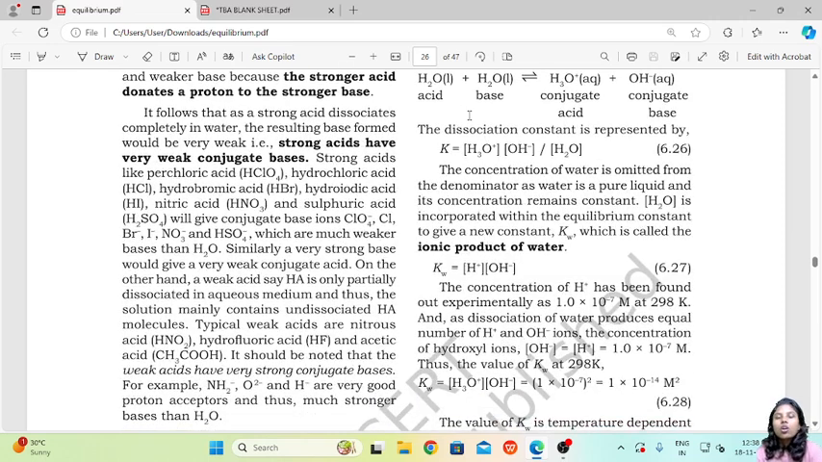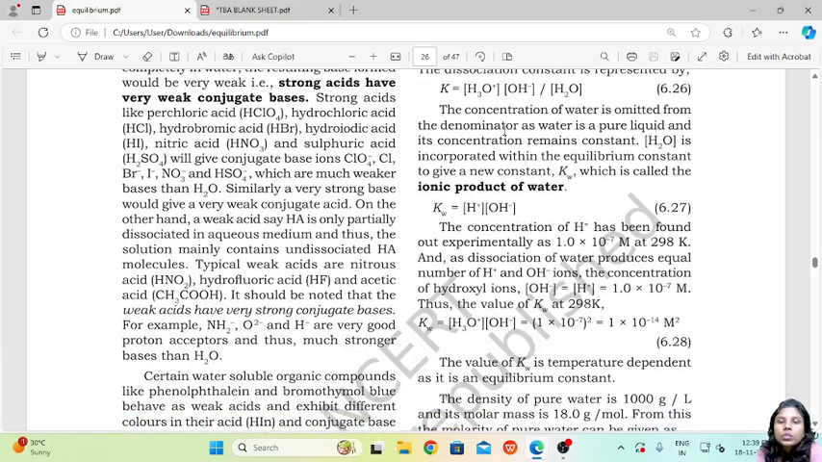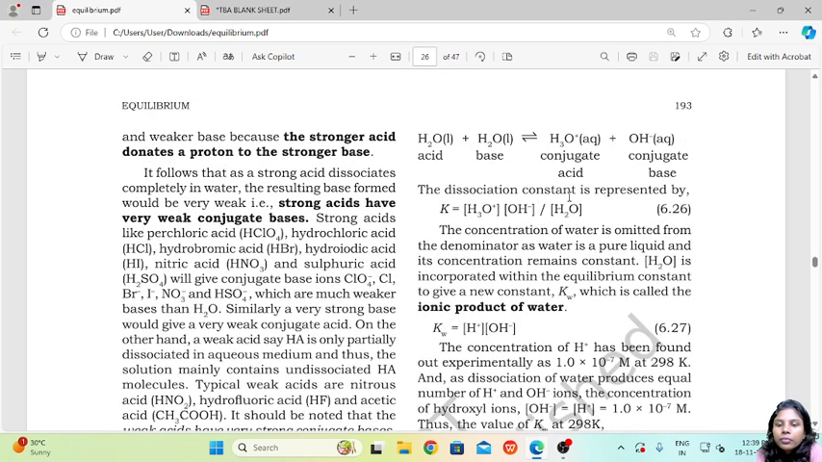Now the dissociation constant, here we are representing it in the form K equals [H3O+][OH-] upon the reactants, the same way as products upon reactants. Here the reactants are exactly the same, so we write the reactant only once. So the concentration of water is omitted from the denominator, as water is a pure liquid and its concentration remains constant. So H2O is incorporated within the equilibrium constant to give a new constant Kw, which is known as the ionic product of water. So now what we are saying here is that the H2O in the denominator, we are omitting it out.